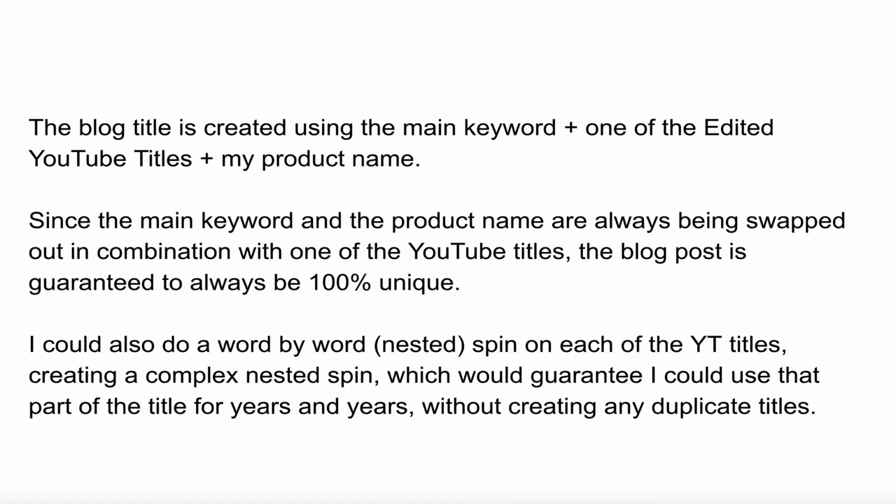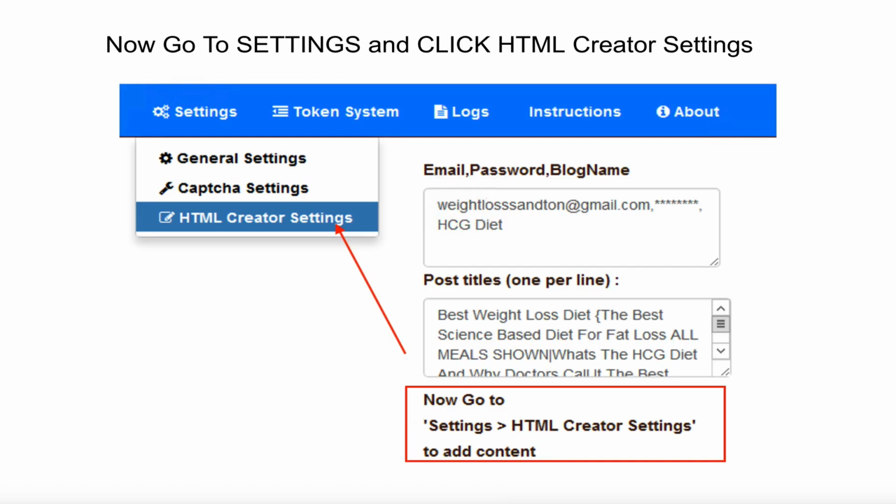I could also do a word-by-word nested spin on each of the YouTube titles, creating a complex nested spin, which would guarantee that I could use that part of the title for years and years without creating any duplicate titles. Now go to Settings and click HTML Creator Settings.